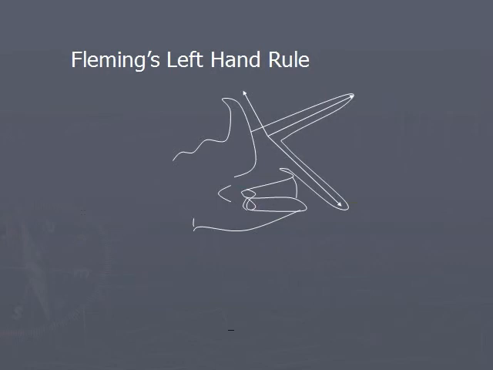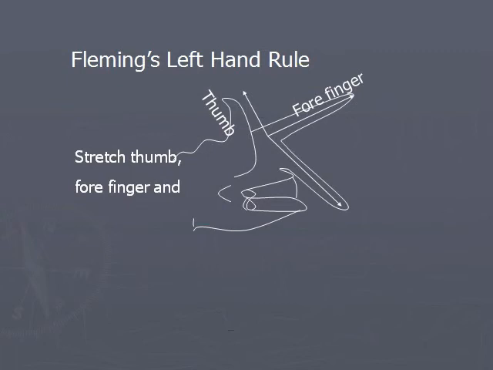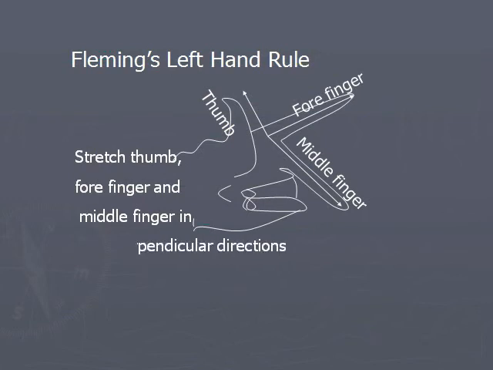Fleming's left-hand rule. To understand this rule, first we have to understand the figure. Here you notice thumb, forefinger, middle finger. They are stretched and the remaining two fingers are folded. So imagine that the three fingers, thumb, forefinger and middle finger, are stretched in mutually perpendicular directions.